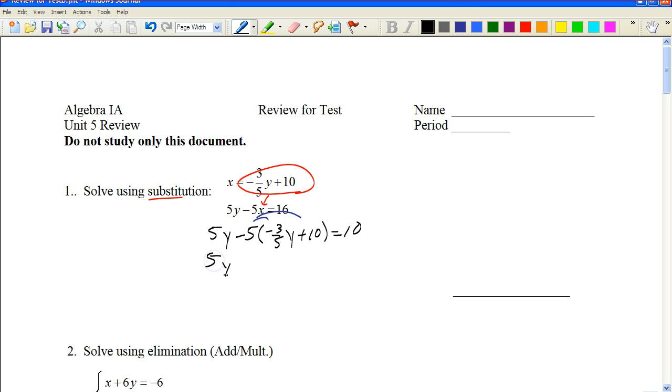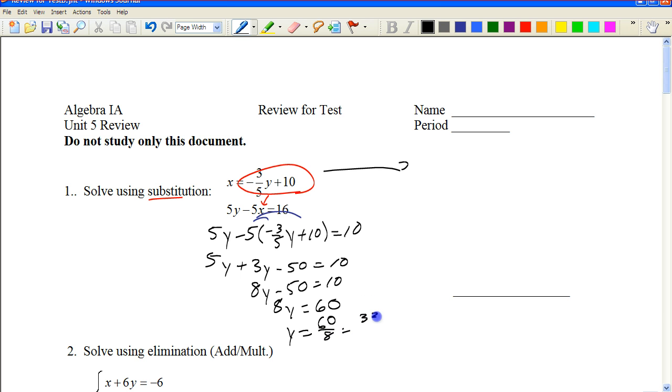So we get 5y plus, that times that is going to be 3y minus 50 equals 10. So we distribute, so we get 5 plus 3 is then 8y minus 50 equals 10. So you add 50, you get 8y equals 60, divide by 8, and you get y equals 60 over 8, which reduces to 33 over 4.